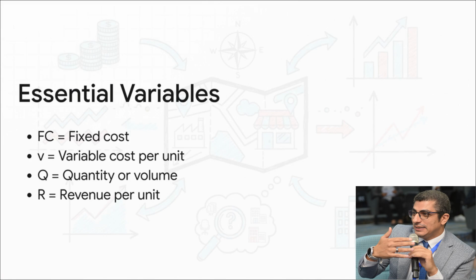FC is fixed cost. Even if you produce absolutely 0 units, your fixed cost stays exactly the same. You still got to pay the rent. Lowercase v is variable cost per unit. This scales up with every single unit you make, which we represent with the letter Q for quantity or volume of output. And finally, R stands for revenue per unit, which is just your selling price.